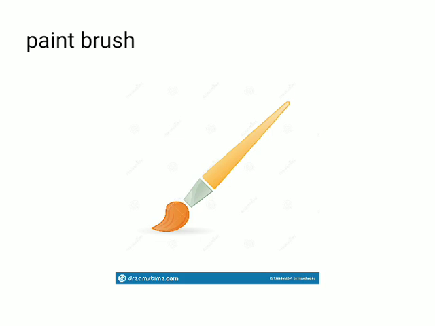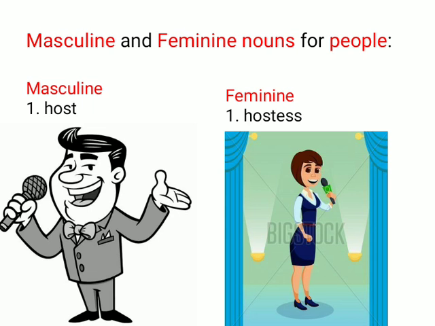Understood, students? So, from all this, what we have seen or learned is that there are four genders, that is masculine, feminine, common and neuter genders. I repeat again, there are four genders, that is masculine, feminine, common and neuter genders. So our today's topic is gender. We will see now this masculine and feminine nouns for the people.